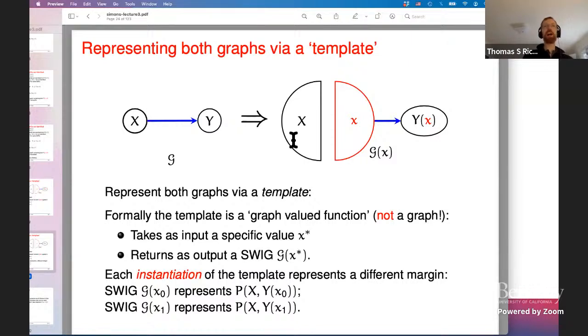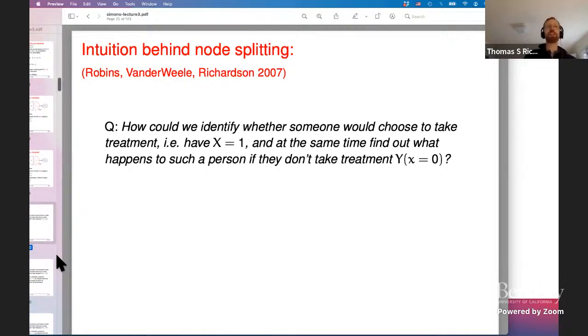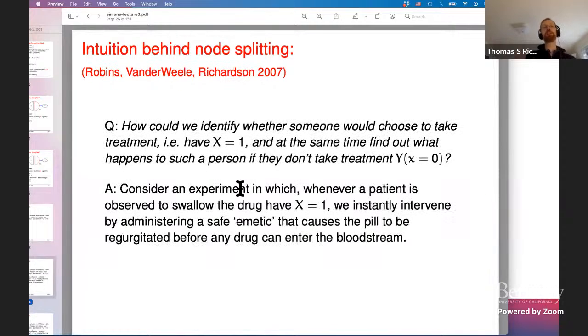So for example, how could it be that we could both see that someone would naturally choose to take treatment if left to their own devices, but also find out what would happen to them in the absence of treatment? And so here we come to the point where it helps that one of my co-authors is an MD and came up with this hypothetical thought experiment. So consider an experiment. This is a thought experiment.